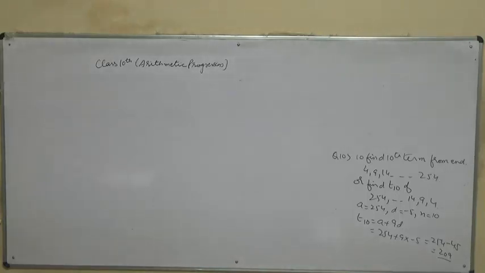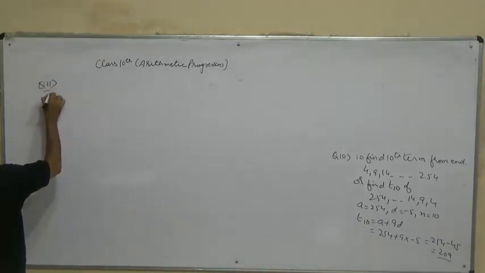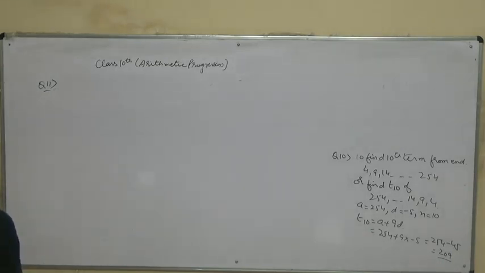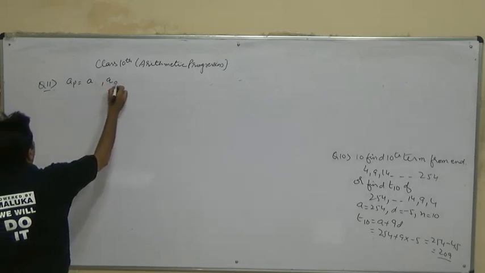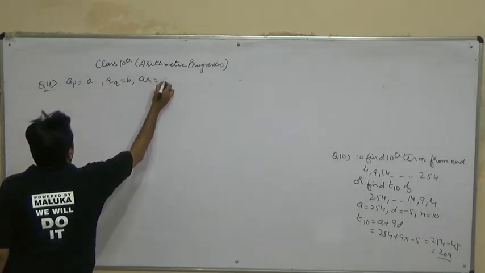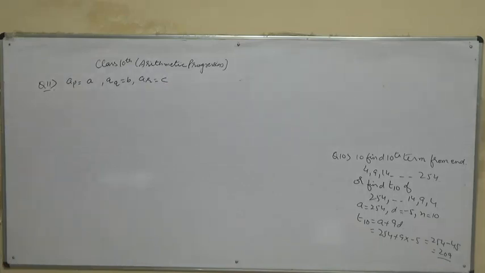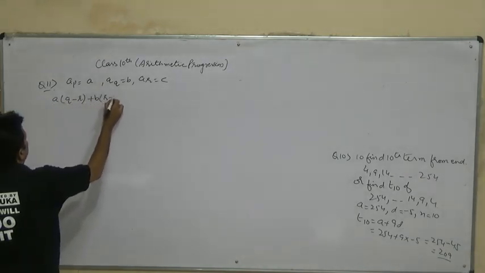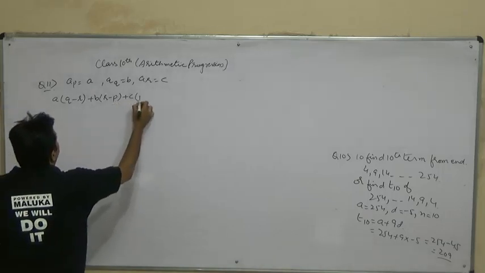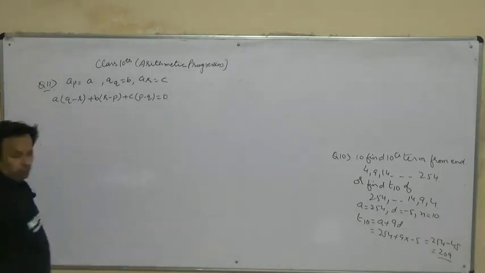So the 11th question in this is, what we are given in this question: the pth, qth and rth terms of an AP are a, b, c. We are given pth term a, qth term b and rth term c. We are given these terms, and we have to show that a into (q minus r), b into (r minus p), c into (p minus q), this should be equal to 0.